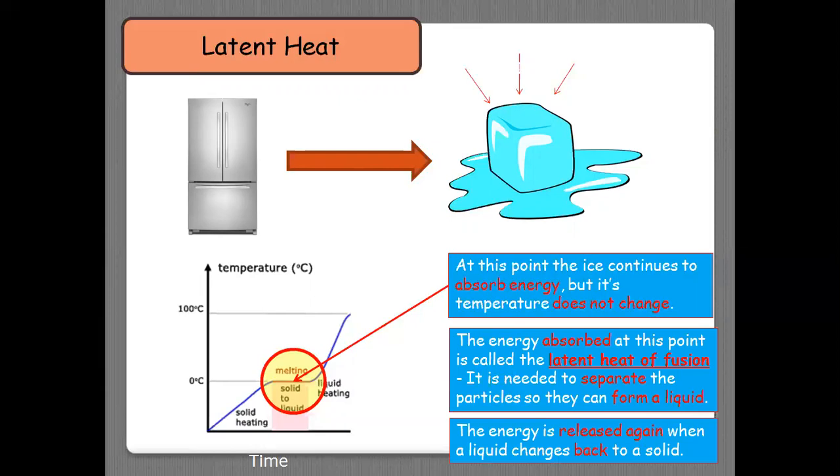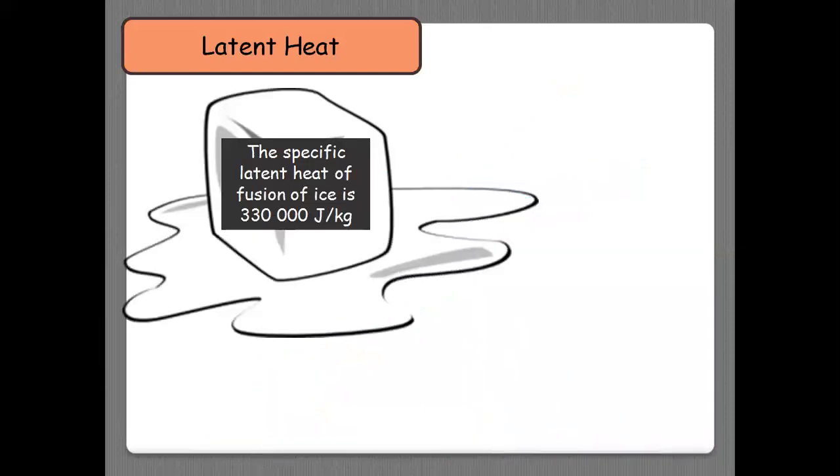The energy is released again when a liquid changes back to a solid. In the inverse graph, if we start from liquid into solid, the same amount of energy will be released to change the state of matter from liquid into solid. Now the specific latent heat of fusion for ice is 330,000 joules per kilogram.